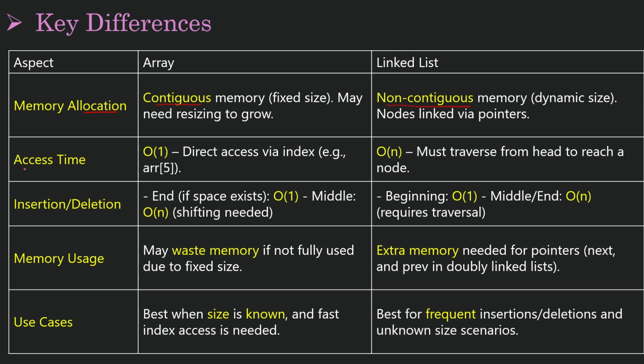Access time. Arrays: O(1) for accessing an element. For example, array[5] is instant. Linked lists: O(n) for accessing an element. Traverse from head to the desired node.